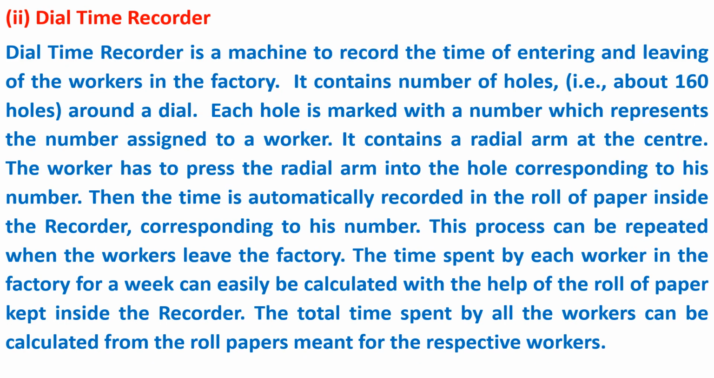2. Dial time recorder. Dial time recorder is a machine to record the time of entering and leaving of the workers in the factory. It contains a number of holes, about 160 holes, around a dial. Each hole is marked with a number which represents the number assigned to a worker. It contains a radial arm at the center. The worker has to press the radial arm into the hole corresponding to his number. Then the time is automatically recorded in the roll of paper inside the recorder, corresponding to his number. This process is repeated when the workers leave the factory. The time spent by each worker in the factory for a week can easily be calculated with the help of the roll of paper kept inside the recorder. The total time spent by all the workers can be calculated from the roll papers meant for the respective workers.